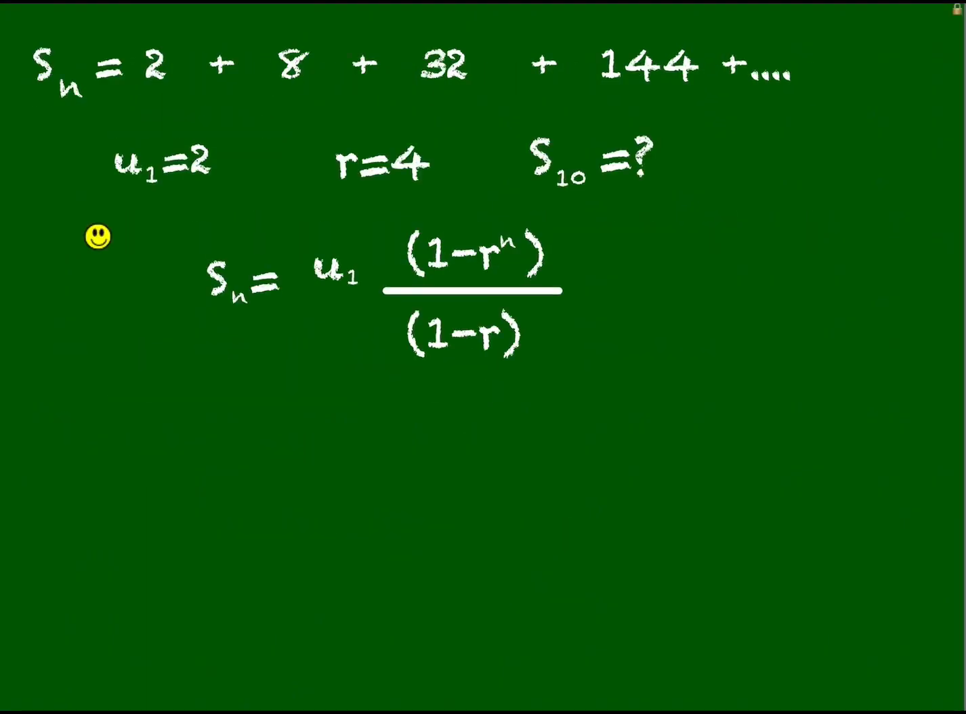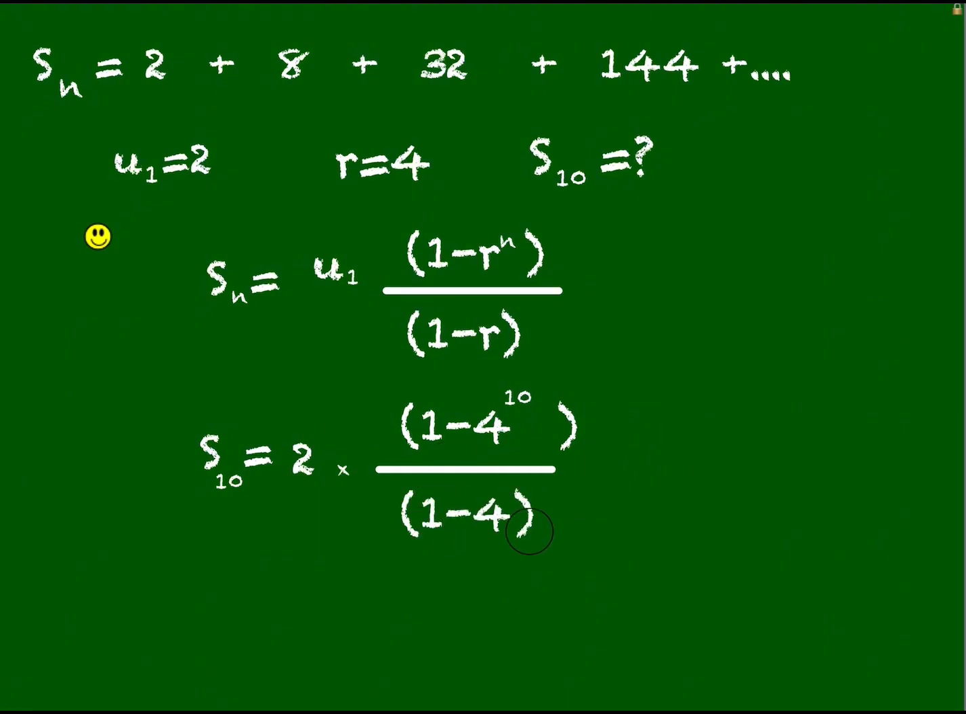If it's a geometric series, to find the sum of the first 10 terms, we'll use the summation formula. Let's substitute the values into the formula. Given the first term u equals 2, the common ratio r equals 4, and the number of terms n equals 10, now we need a calculator to finalize the answer. The sum of the first 10 terms is 699,050.